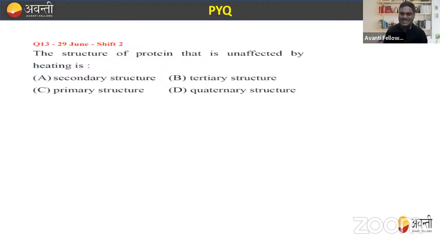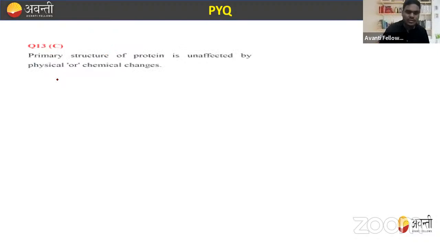So if the primary structure is destroyed, then the amino acids also become different amino acids, and we get a different kind of protein, right? So the primary structure never gets destroyed. Except for the primary structure, all structures, whether secondary, tertiary or quaternary, get destroyed, but the primary structure never gets destroyed. So the correct answer for this question, the structure of protein that is unaffected by heating, is the primary structure, right? So, is it clear to all?